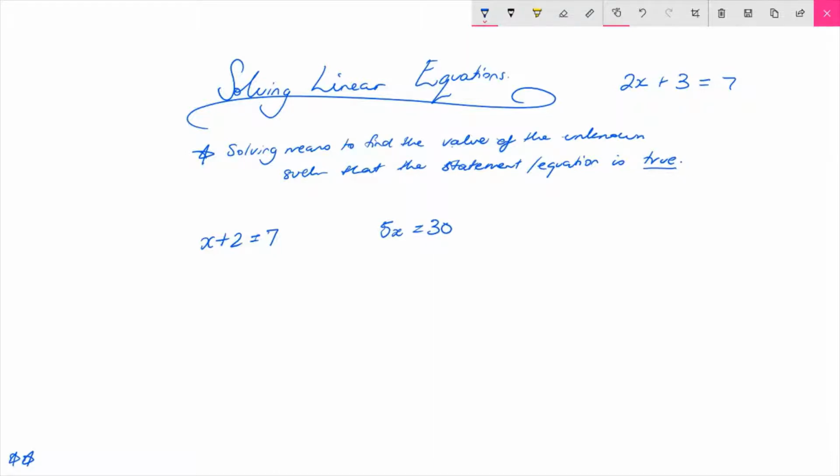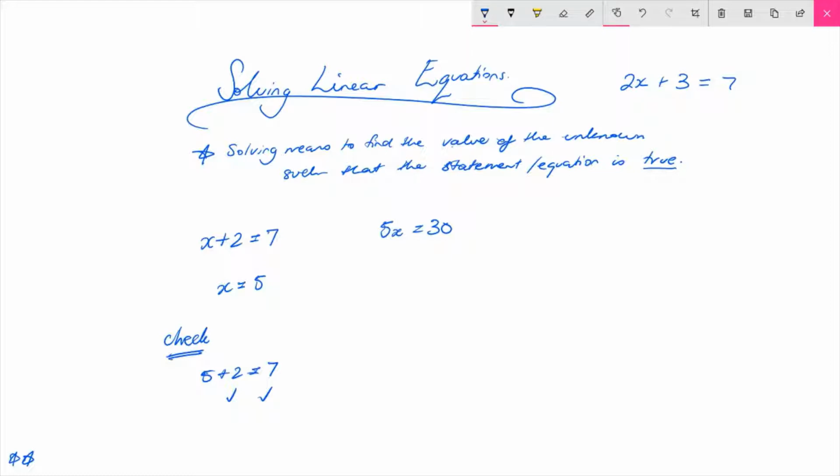With these two examples, we're able to solve them numerically or via intuition. In the first one, we've got something plus 2 equals 7. Now we can see just by going intuitively or using common sense that something must equal 5. We can do a check. If we say 5 plus 2, that equals 7. So that's correct.